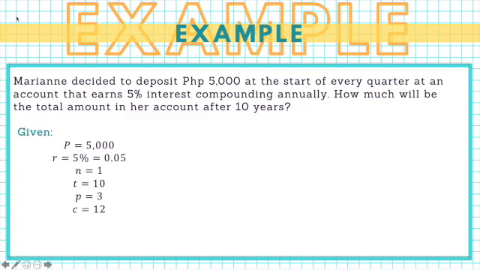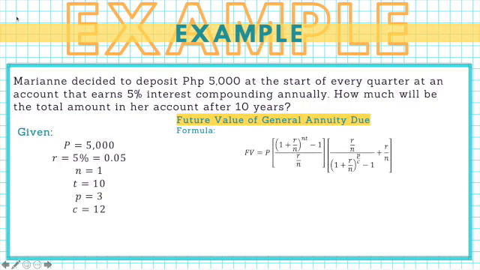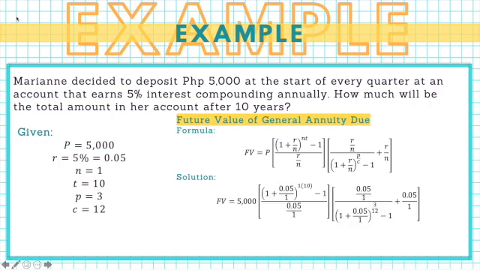Okay, so the question is, how much will be the total amount in her account after 10 years? Since the amount that we are solving for is the amount after a particular amount of time, we are actually solving for future value. So the formula for the future value of general annuity due is this. Now substituting the values to our formula and using our calculators, we can compute that Marian will have 259,371 pesos and 9 centavos after 10 years. Okay, next example.